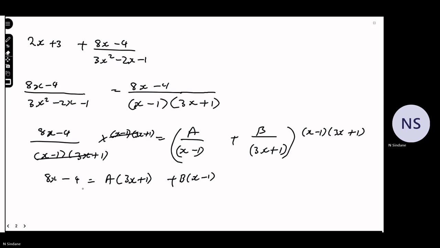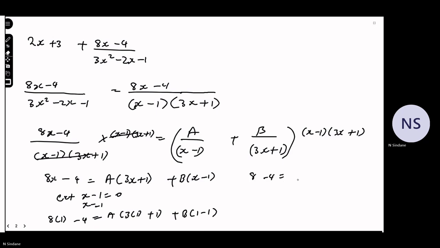Then I can get the value of a by letting x minus 1 be 0, so x equals 1. Then 8 into 1 minus 4 equals a into 3 times 1 plus 1, plus b into 1 minus 1. Therefore, 8 minus 4 equals a into 4, so 4 equals 4a, divide by 4, and the value of a is 1.